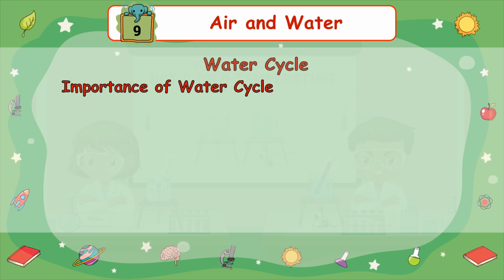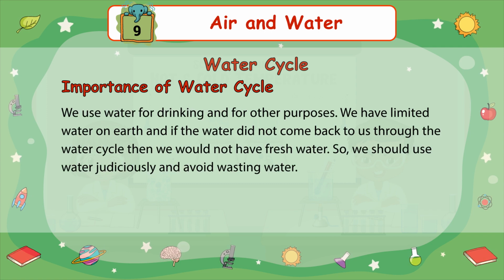Importance of the water cycle. We use water for drinking and for other purposes. We have limited water on earth, and if the water did not come back to us through the water cycle, then we would not have fresh water. So, we should use water judiciously and avoid wasting water.